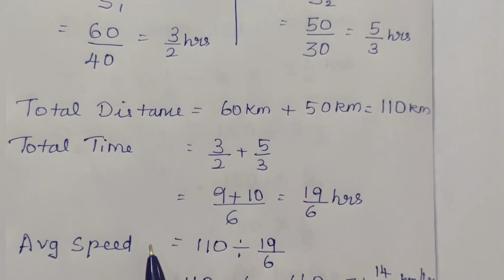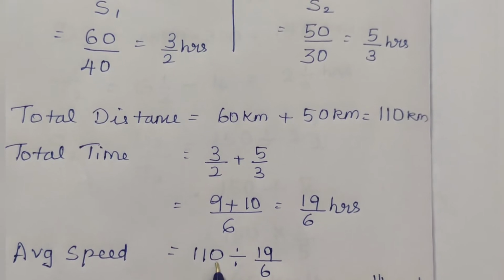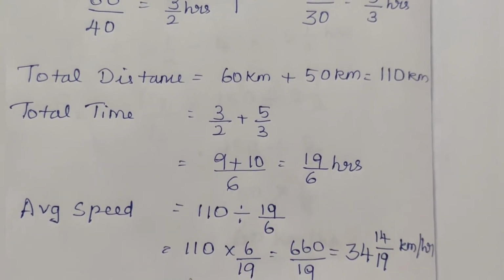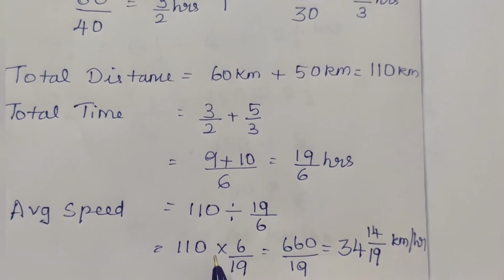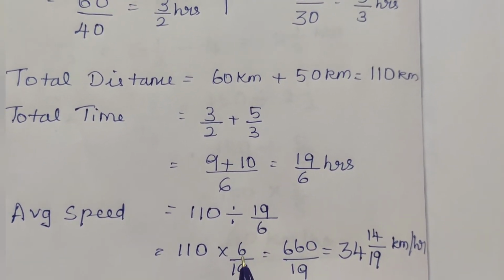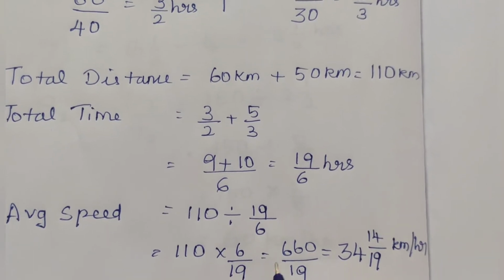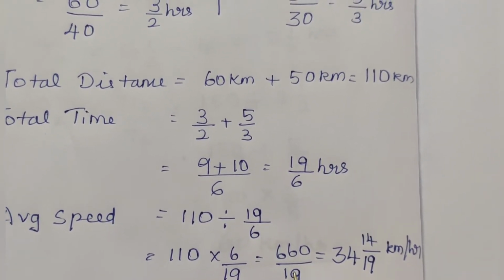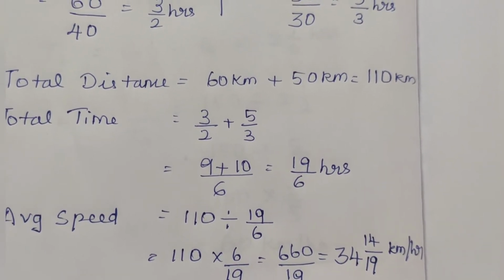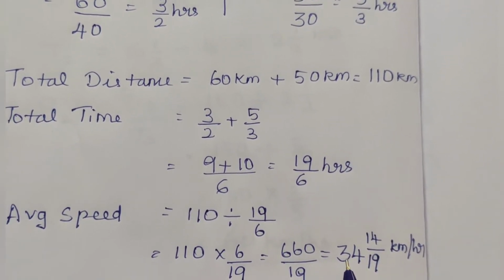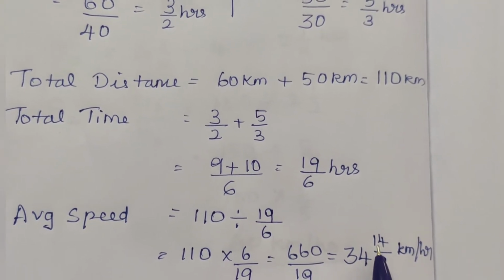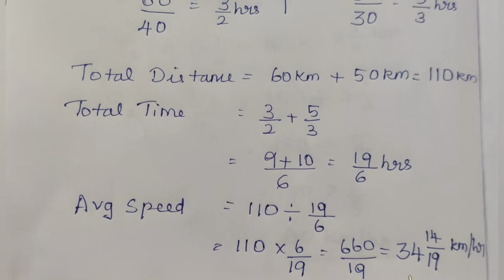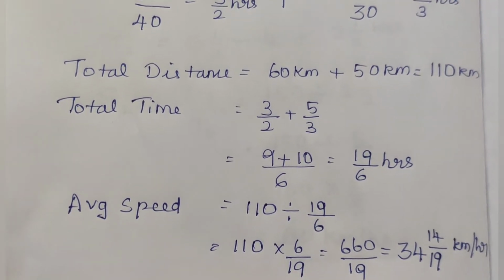So thus the average speed is equal to total distance 110 divided by total time 19 by 6 hours, which is 110, division becomes multiplication and the reciprocal of 19 by 6 is 6 by 19. So 110 into 6 is 660 divided by 19, equal to, when you divide you take the mixed fraction, 34 14 by 19 km per hour. This is the average speed of the entire journey.